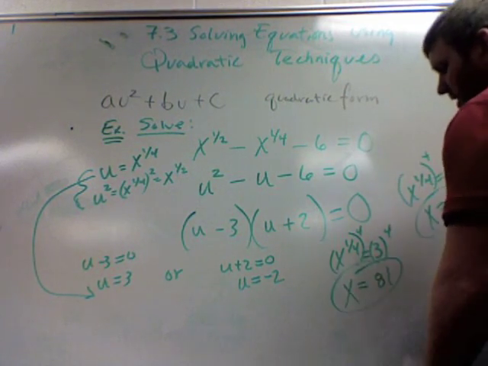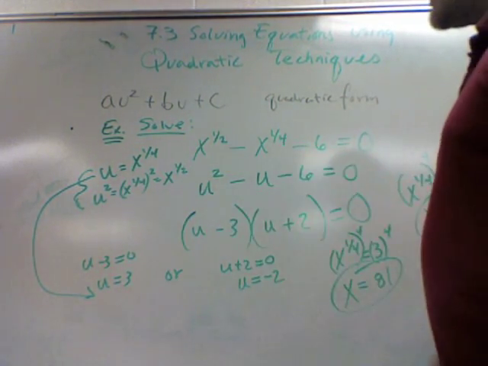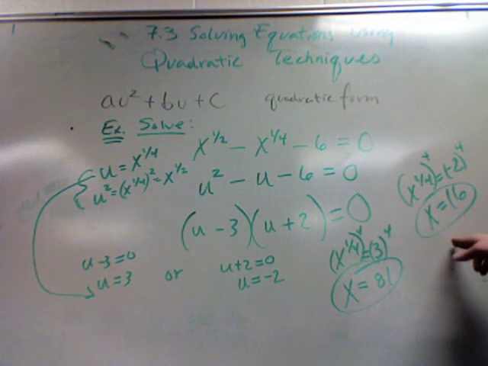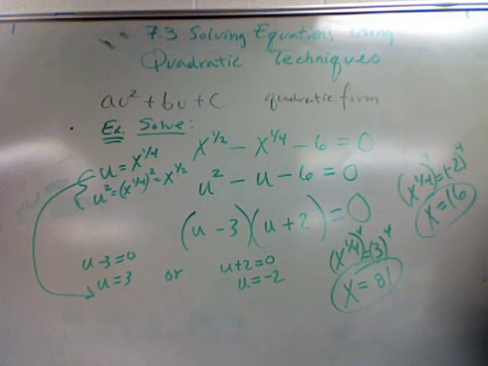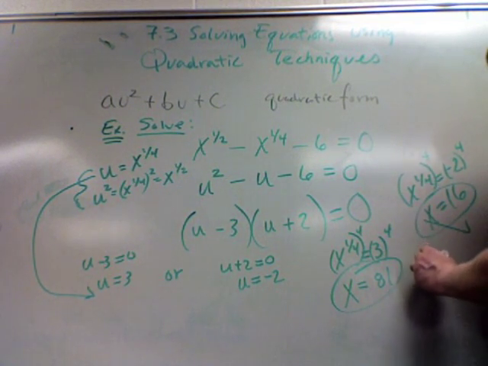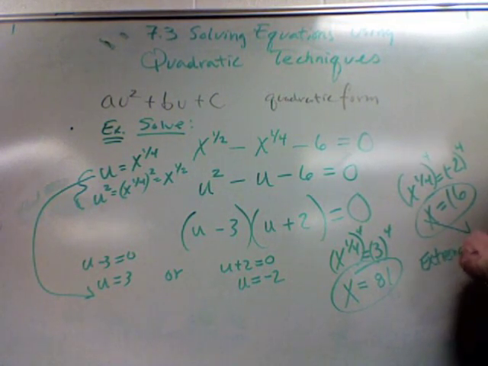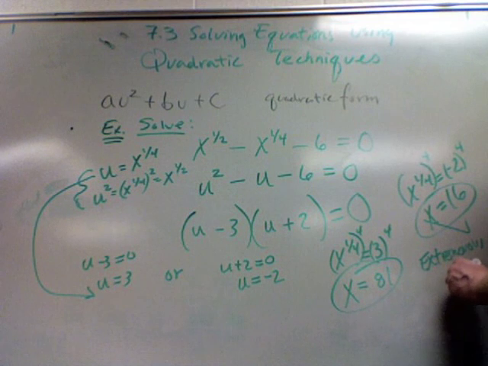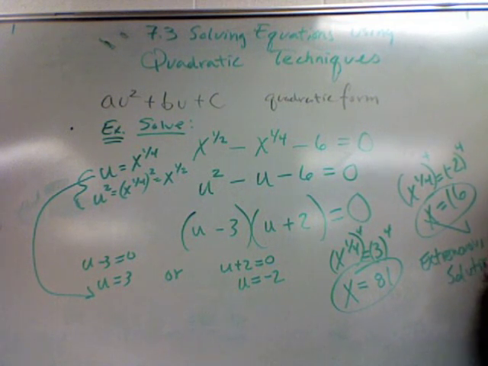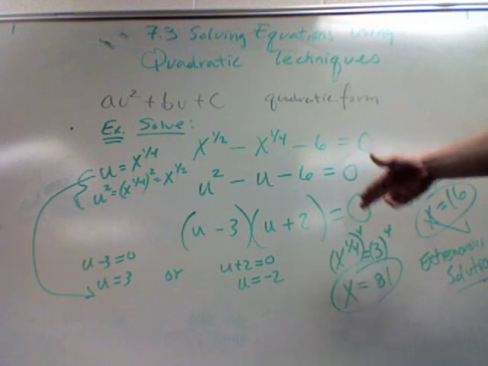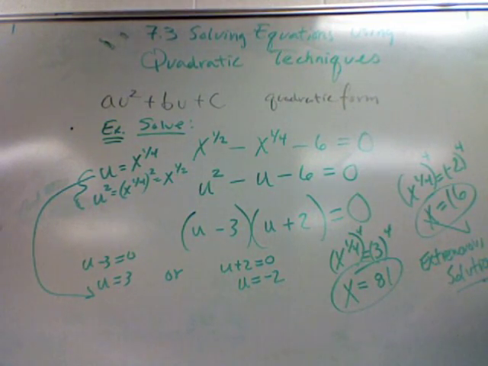Now, one of the things when we deal with fractional exponents like this, I strongly suggest that we plug those back in and check our answer. If we check our answer, I think this one becomes what we call an extraneous solution. I'm not positive, but I think it does. But that's how you would solve a polynomial equation. You put it in quadratic form, and then solve accordingly, like we know how to do.